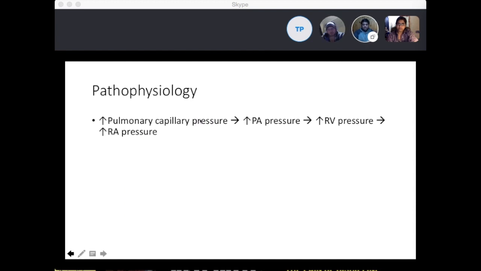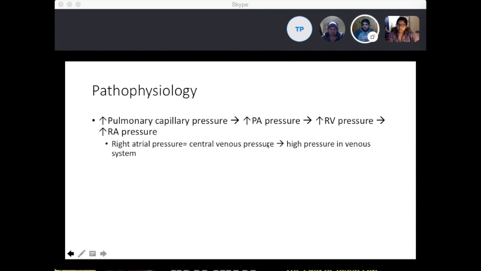So if you continue the pulmonary capillary pressure, as Pete said, everything is going to start going backwards. So your pulmonary artery pressure is going to increase. Your right ventricular pressure is going to increase. Your right atrial pressure is going to increase. So your right atrial pressure is equal to your central venous pressure.